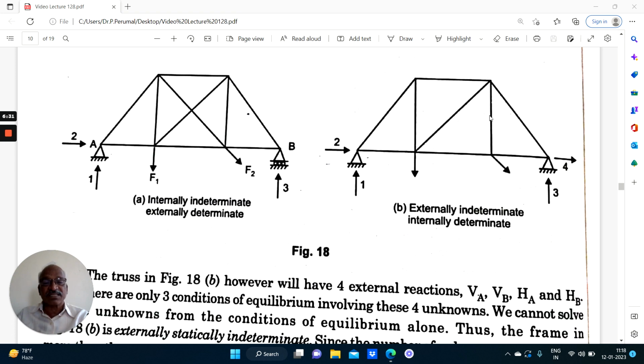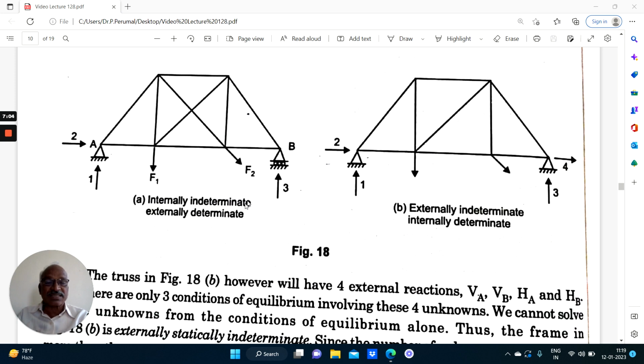Formula is there, we will discuss. Right. Now here, this is externally determinate. Externally, you have got a hinge here, you have got a roller support here. So there will be 2 reaction components in a hinge. There will be 1 reaction component in a roller. So 2 plus 1, 3. 3 equations of equilibrium. So externally it is determinate. Internally it has got 1 member, so it is internally indeterminate. Externally determinate, right? So externally it can be analyzed only using the 3 conditions of equilibrium.